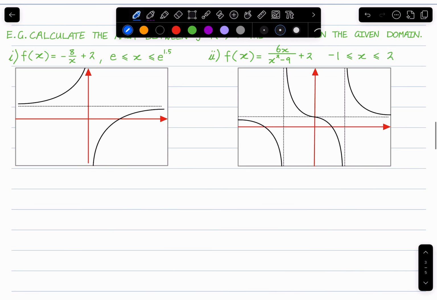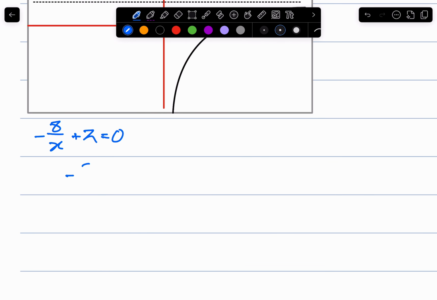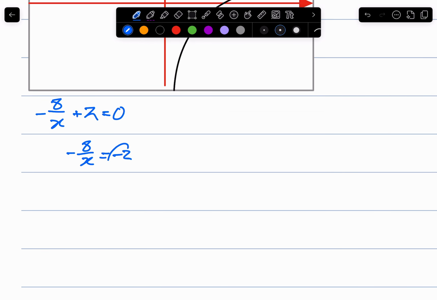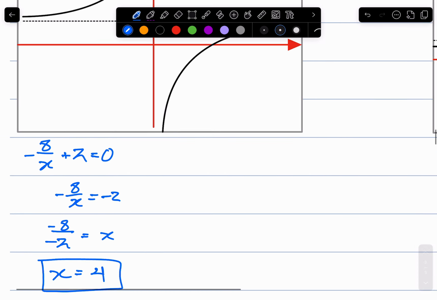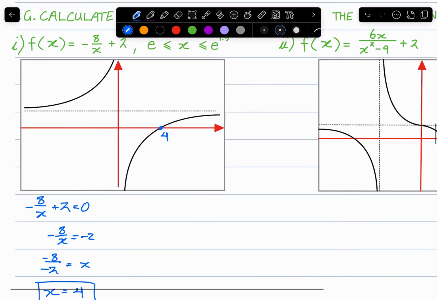So let's do that. Let's find the x-intercepts of this function. Negative 8 on x plus 2 equals 0. Solving for this, I get negative 8 on x equals negative 2. I can switch negative 2 and x, giving me negative 8 over negative 2 equals x. So x equals 4. So this x-intercept here is 4.